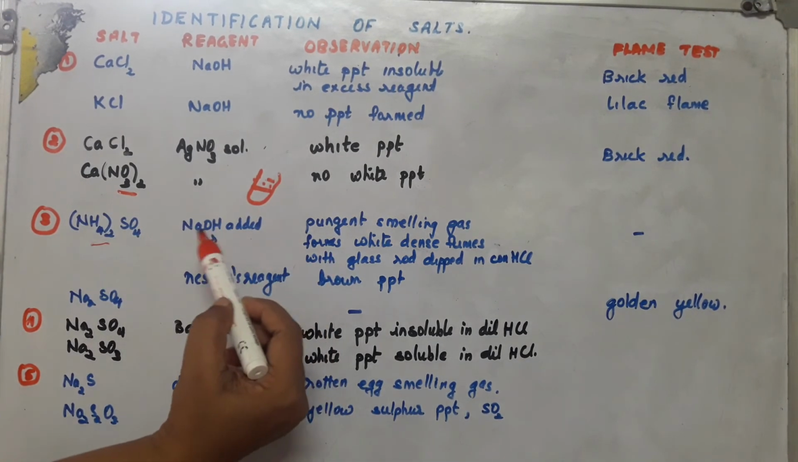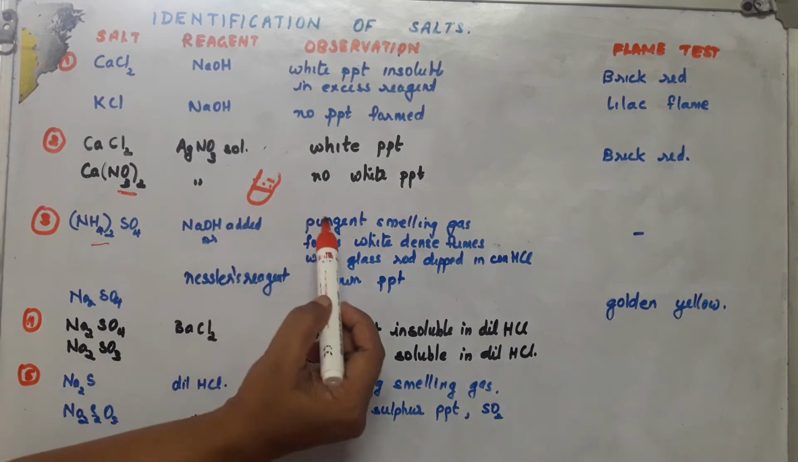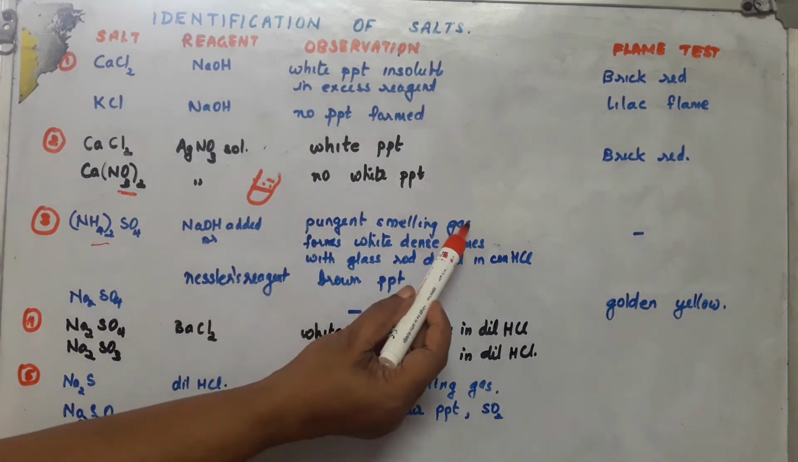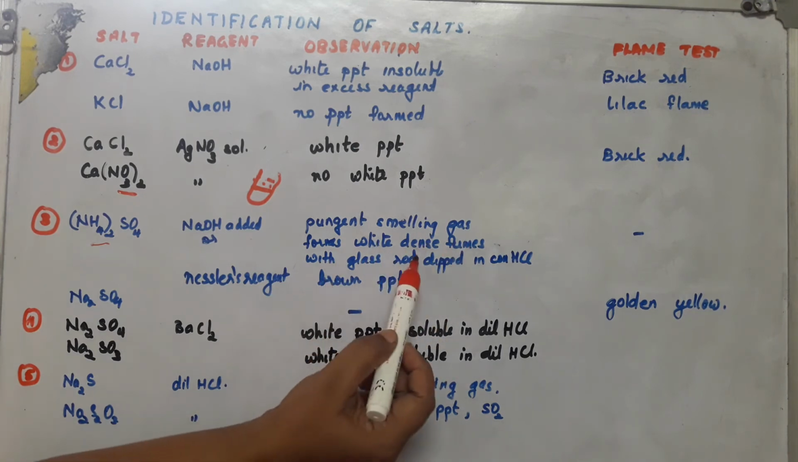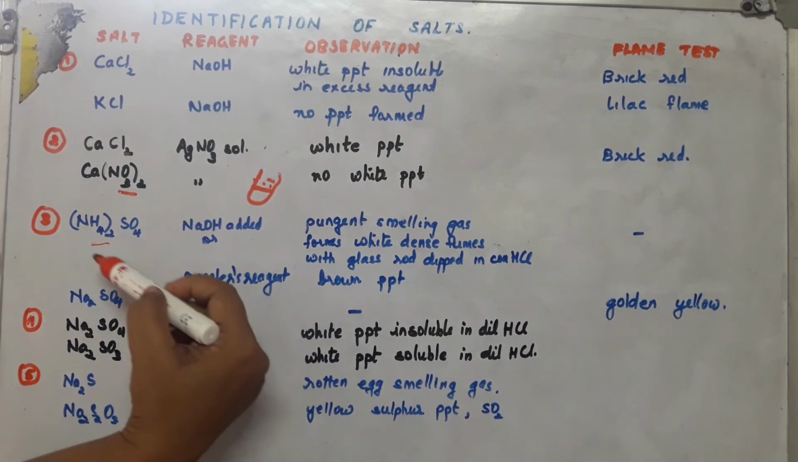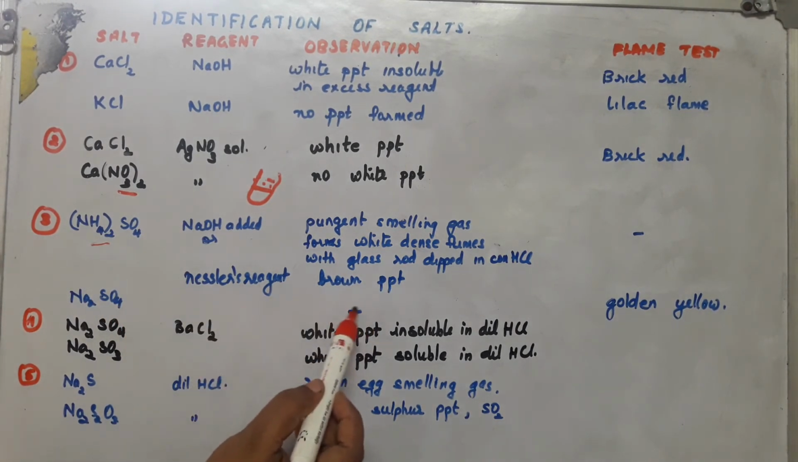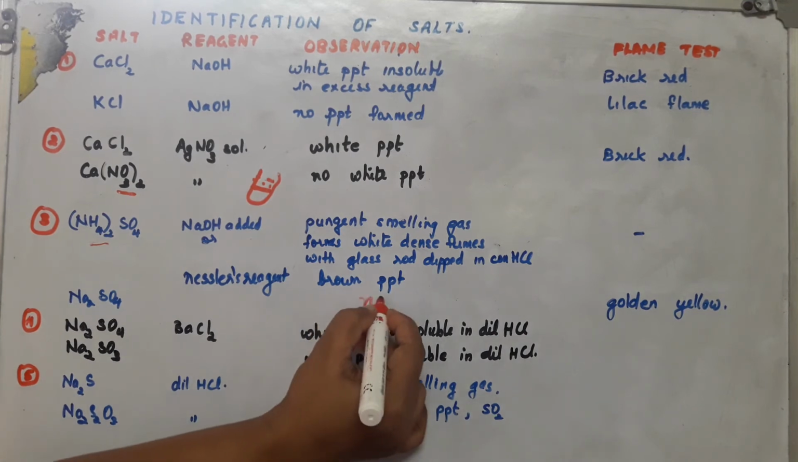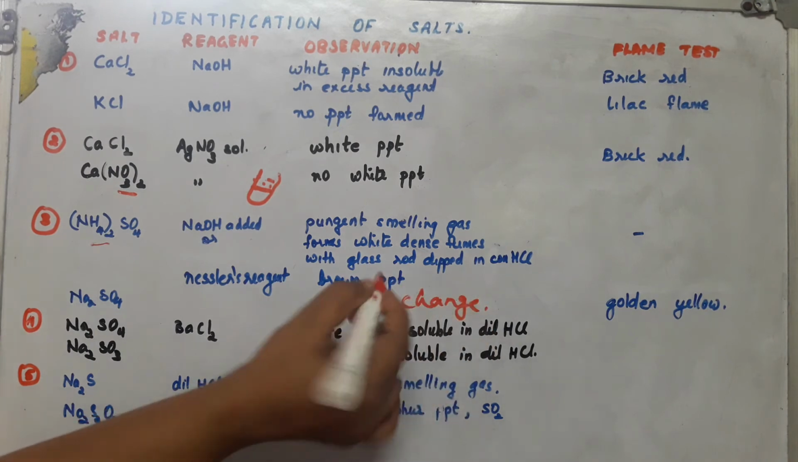So that is the way to identify ammonium ion. When sodium hydroxide is added and warmed, a pungent smelling gas ammonia is evolved, which forms white dense fumes with a glass rod dipped in concentrated HCl. Whereas sodium sulfate will not be giving such, no change. No pungent smelling gas evolved, no change.